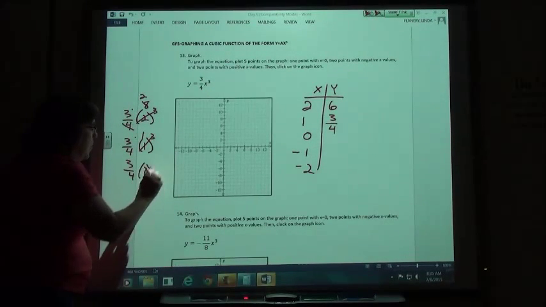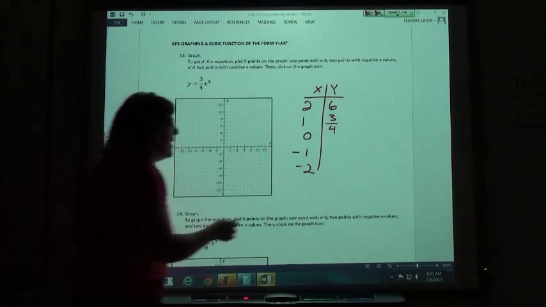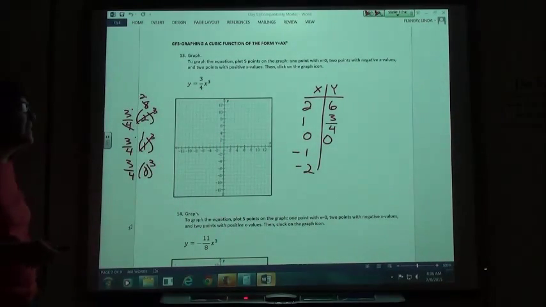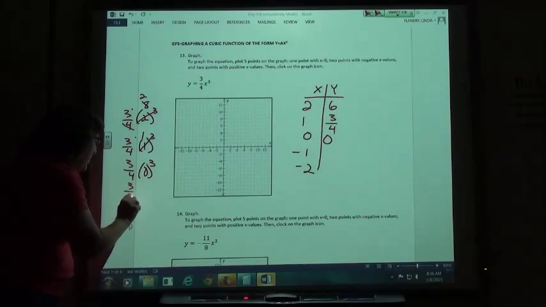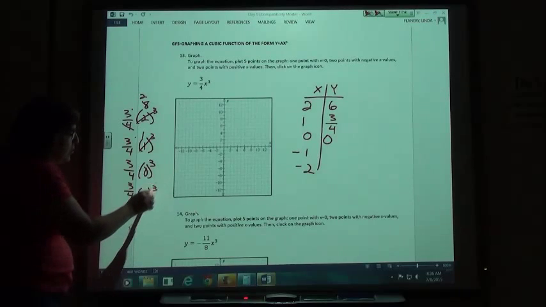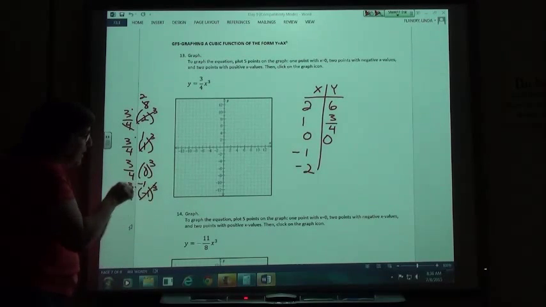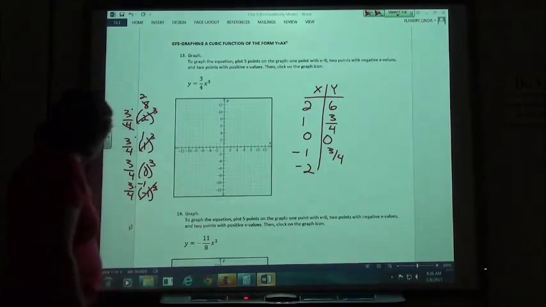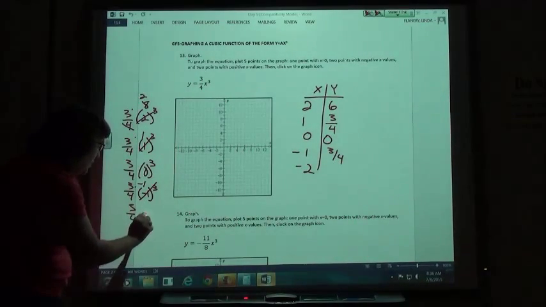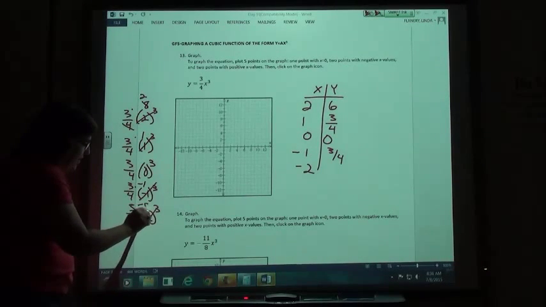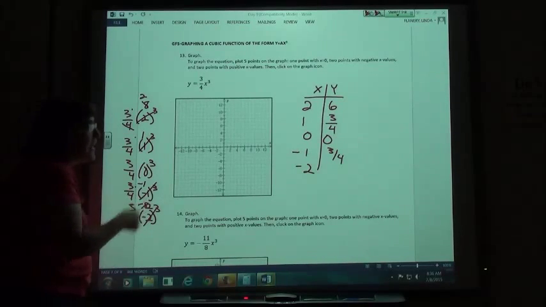3/4 times 0 cubed. Well, 0 times anything is going to be 0. We pretty much already said the center is going to be at 0, 0. 3/4 times -1 cubed. A -1 cubed stays -1. -1 times 3/4 is 3/4. And then 3/4 times -2 cubed. -2 cubed is -8. 4 goes into there 2 times, so 3 times -2.